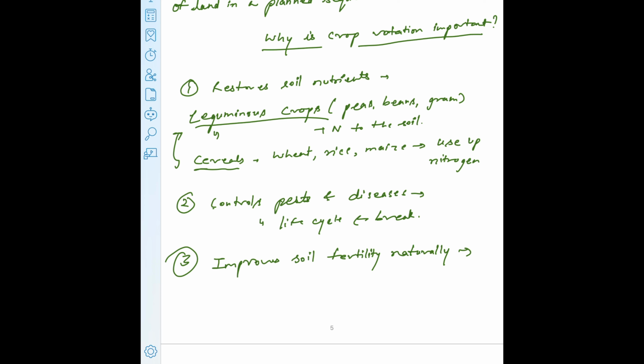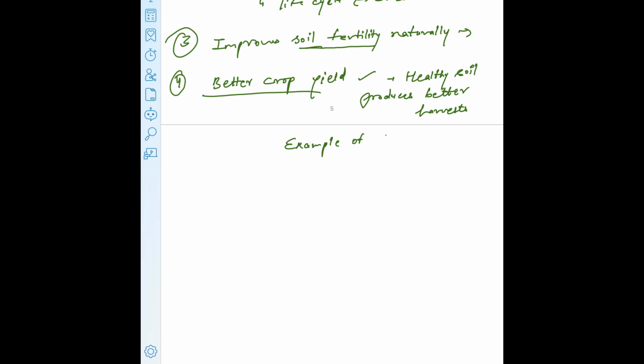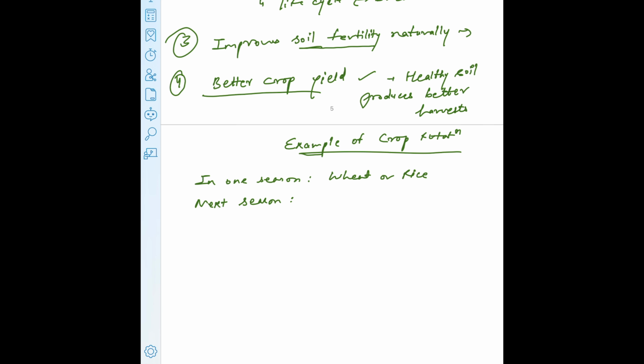No chemical or fertilizer is needed to improve the soil fertility. And last, we get better crop yield. Healthy soil produces better harvests. Let me write some examples of crop rotation. In one season, wheat or rice can be grown, and in next season, legume like gram, pea or soybean can be grown. Legume restores nitrogen in soil, and nitrogen is used up by wheat or rice.